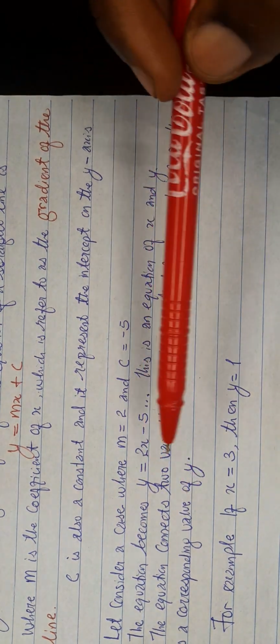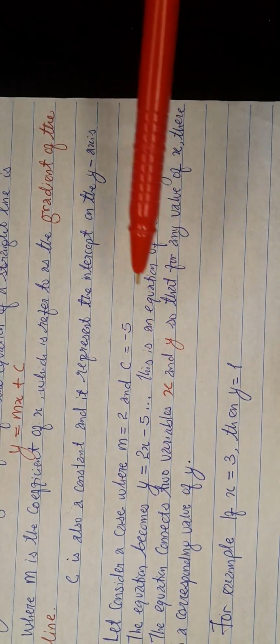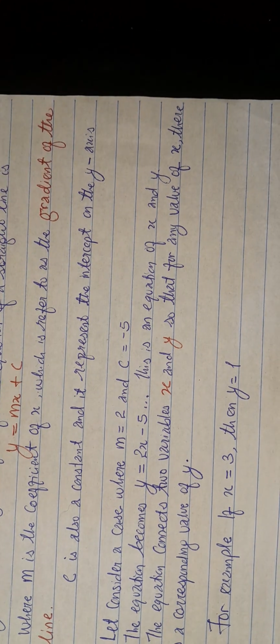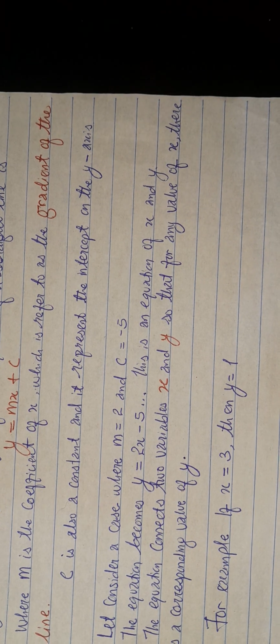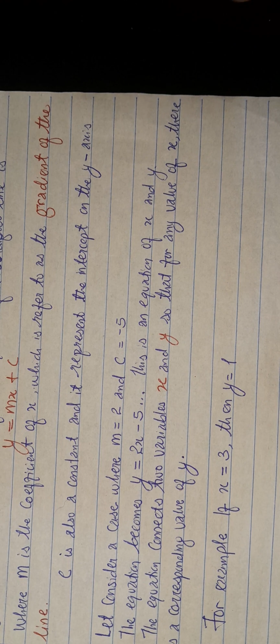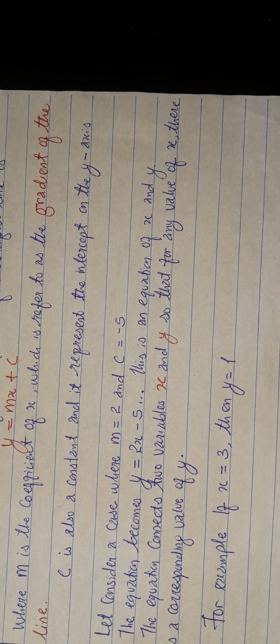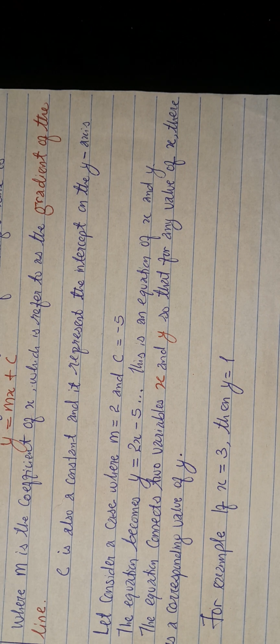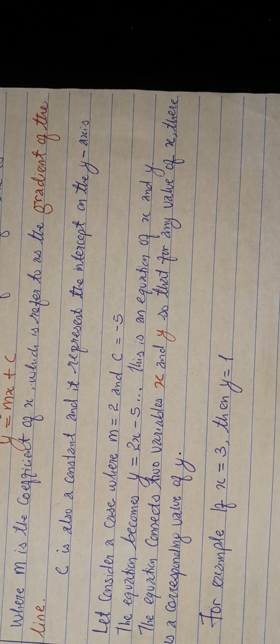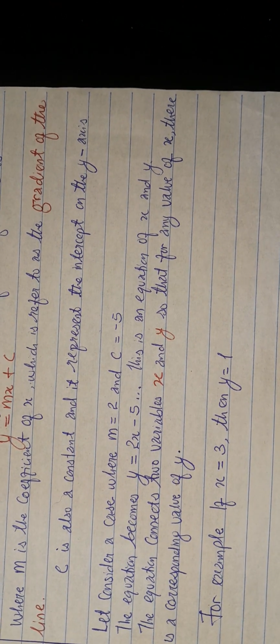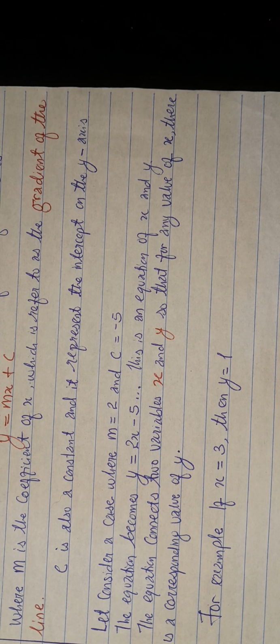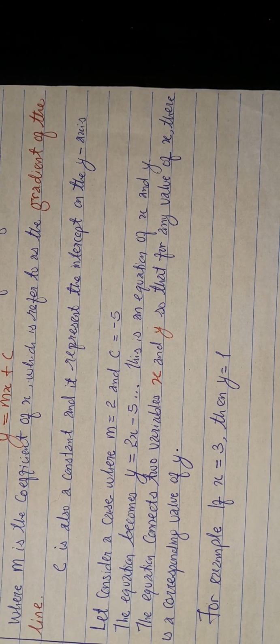The equation connects two variables x and y such that for any value of x there is always a corresponding value of y. What it means is whatsoever value of x will determine what the value of y will be. So in other words, we have two types of variable: the dependent variable and the independent variable. So y is dependent on x. Whatever the value of x is, that tells us what the value of y is.